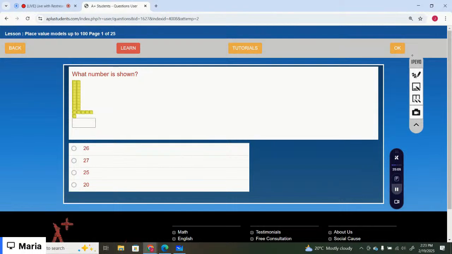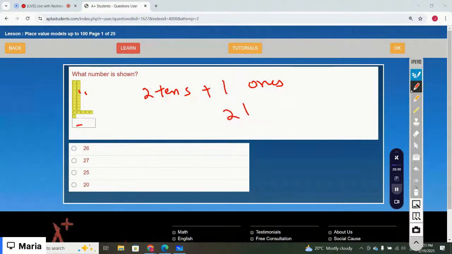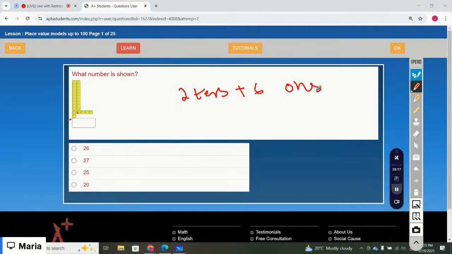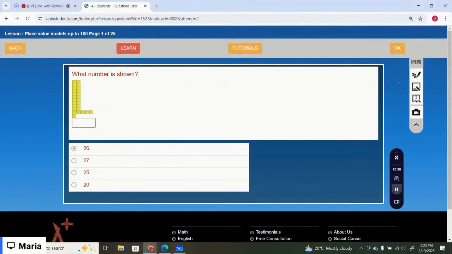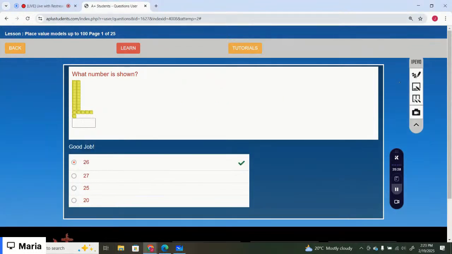What number is shown? You are given two lines. That means we have two tens. Now you need to count the single ones. We have 1, 2, 3, 4, 5, 6. We have 6 ones. So together they make 26. Option number 1 is the correct option. Two tens and 6 ones makes 26. Option number 1 is the correct option.